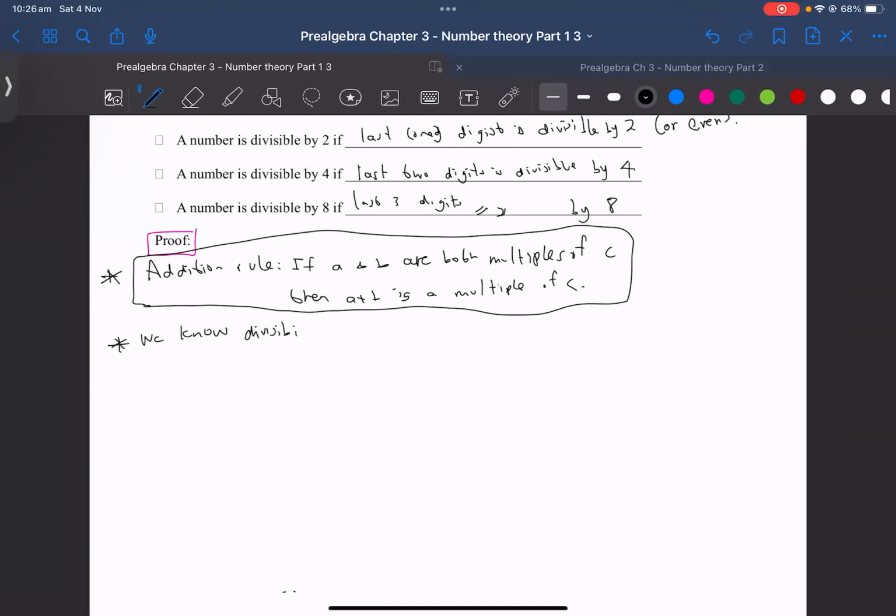Because I think proving 2 is not needed. Proving the divisibility rule for 4 is kind of not as straightforward though. So we're going to use these 2 things. We're going to use this knowledge, right? We're going to assume we know this.